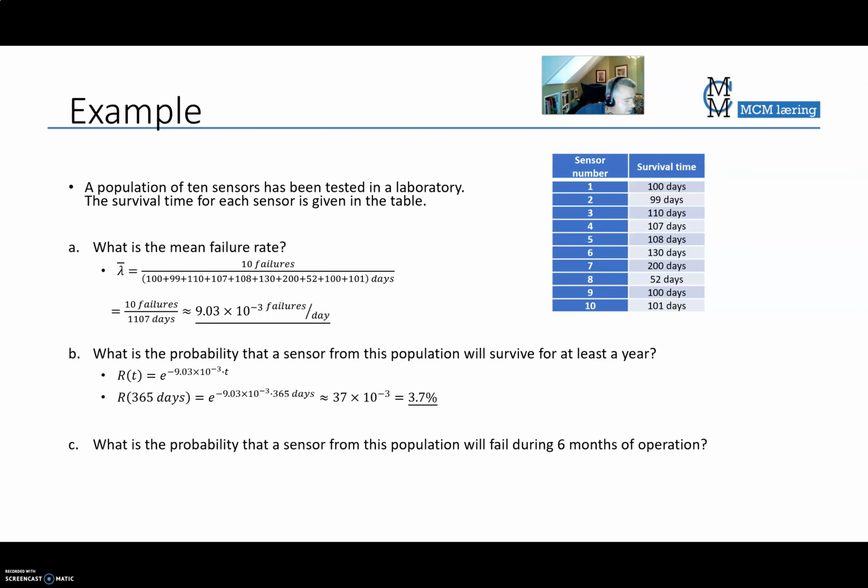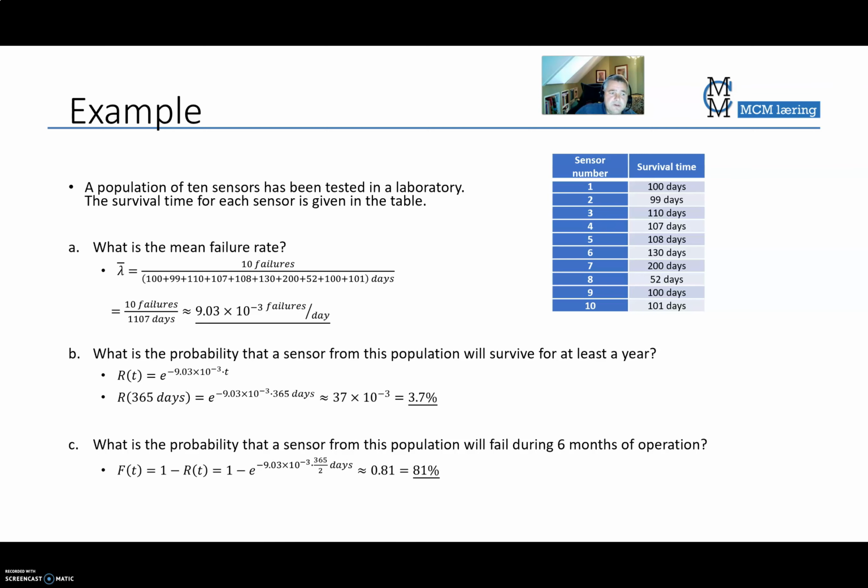What's the probability that such a sensor from this population will fail during 6 months of operation, half a year? Well, you see from this table, most of them did not survive, and none of them actually survived for half a year. Well, this one did. This one survived for more than half a year. But the probability that it will work is, I guess, much less than 50%. And then the probability that it will fail during half a year is more than 50%. So let's see how to calculate that.